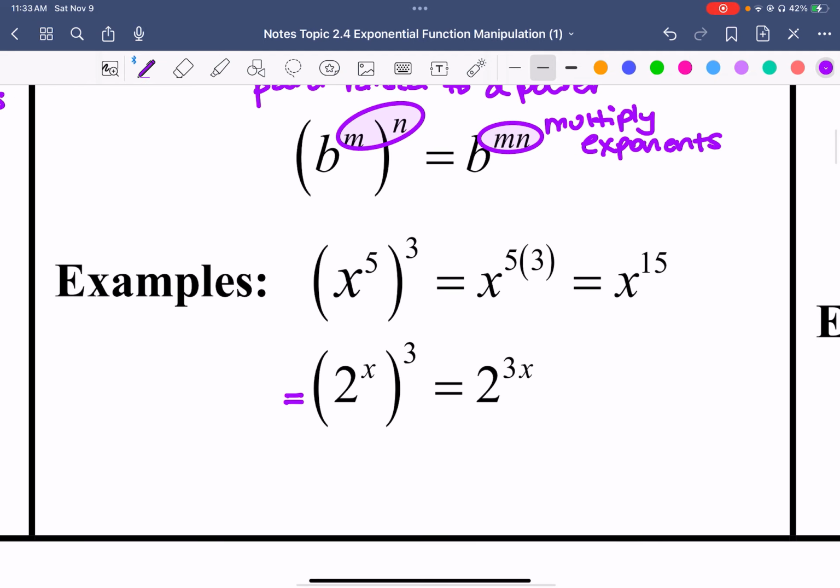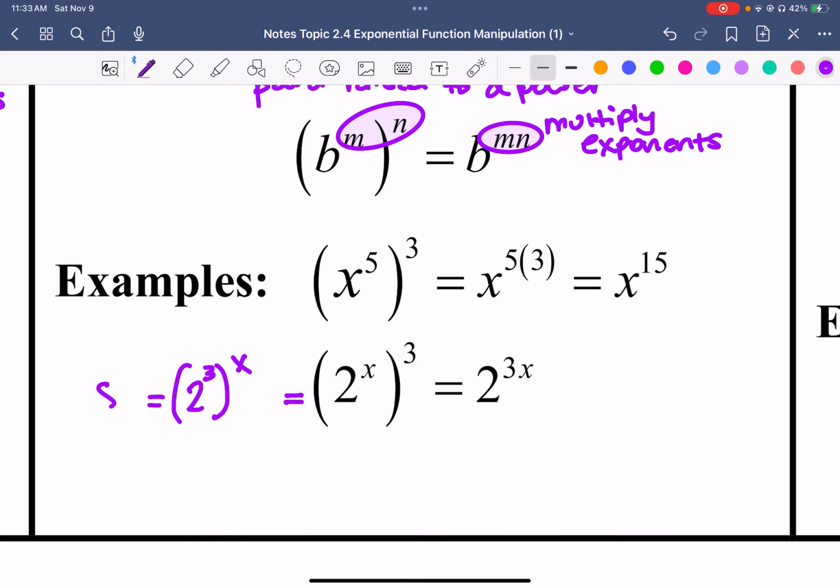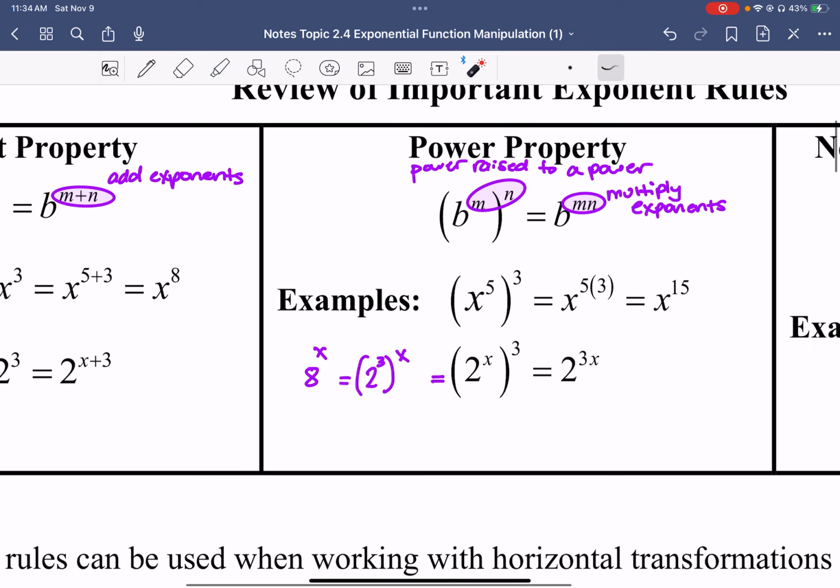Additionally, the order that you multiply doesn't matter. So this could also be 2 cubed raised to the power of x. So sometimes it'll be more helpful to have the number inside of the parentheses because then you can multiply this, and 2 cubed would be 8 to the power of x. Okay, so you can have the variable inside or outside, but sometimes it's more helpful to have the variable outside so you can simplify the base.